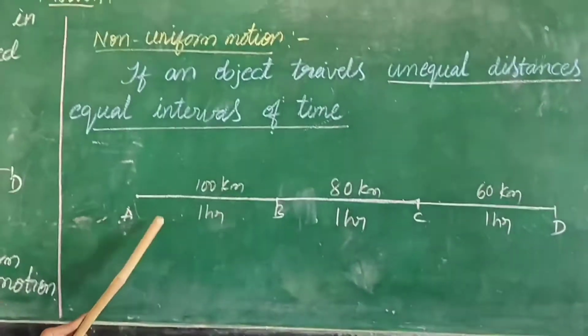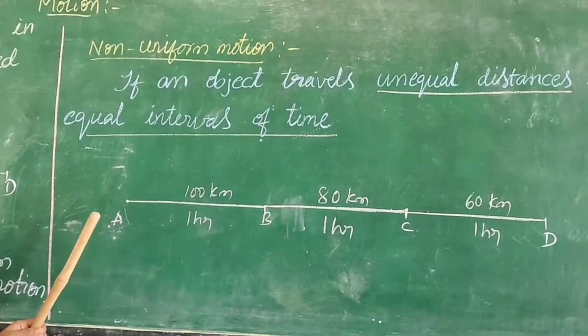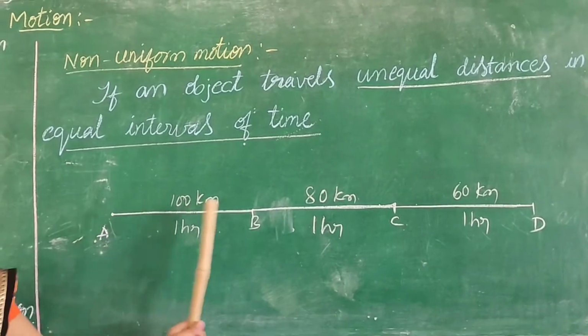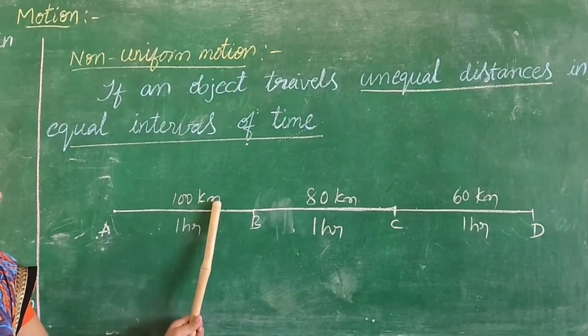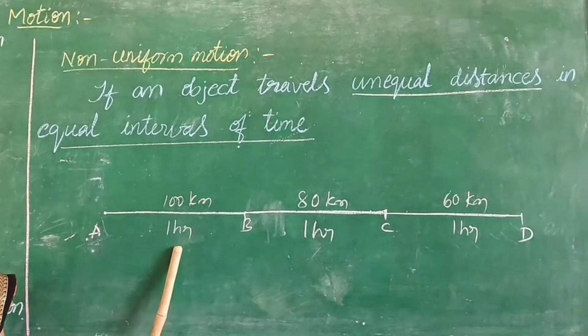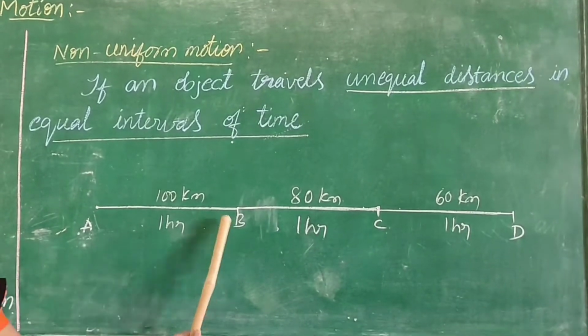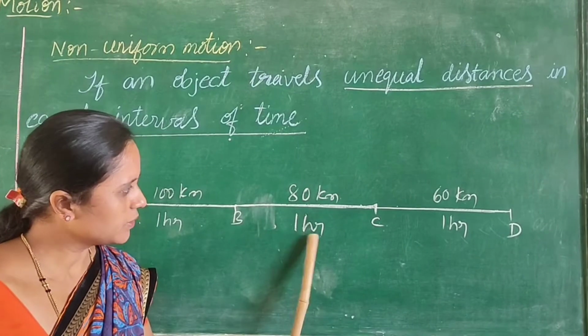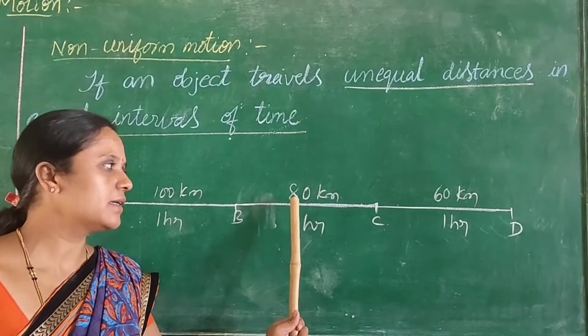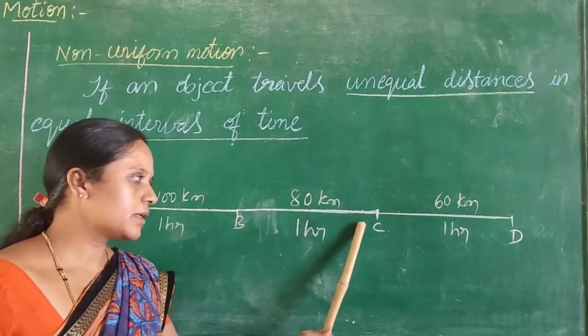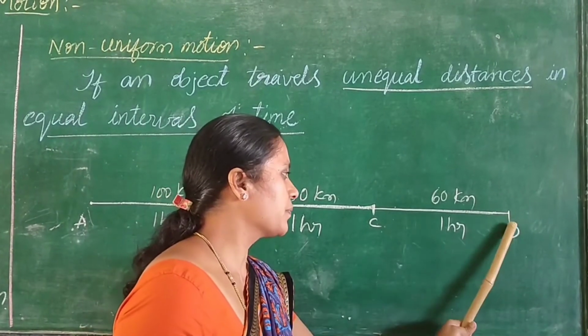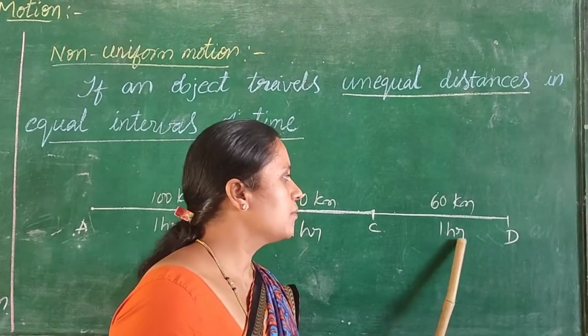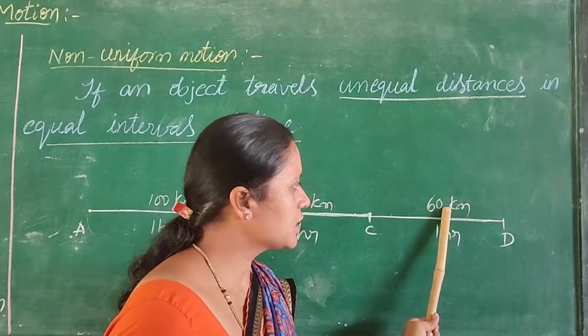Students, you can see the example. Here also I travel a car from point A to B. I cover a distance of 100 km in 1 hour. Then I continue the journey from B to C. Again, I travelled 1 hour, but I cover a distance of 80 km. Next, I continue the journey from C to D. I travelled 1 hour, but I cover a distance of 60 km.